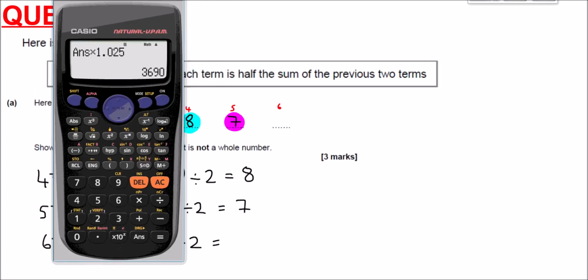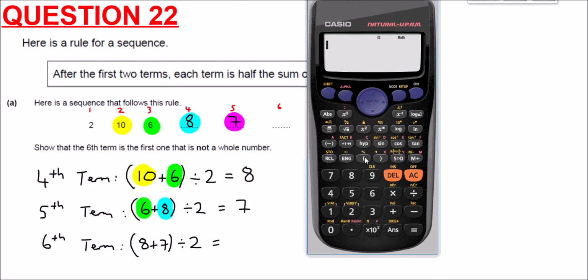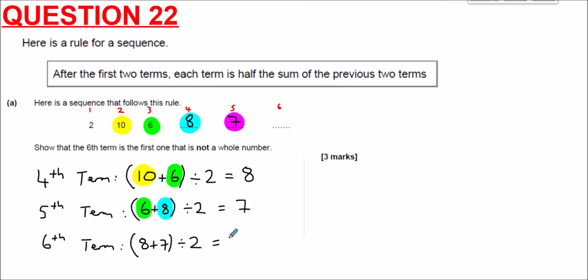I'll just show you actually, just because you should really be using a calculator, as should I. If it's a calculator paper, may as well use it. 8 plus 7 divided by 2 gives us 7.5.